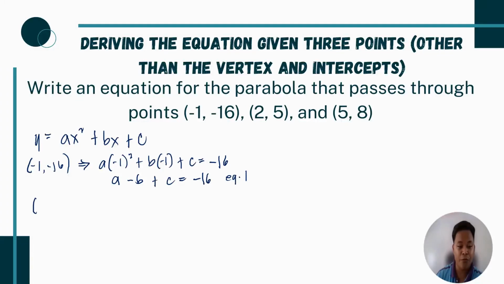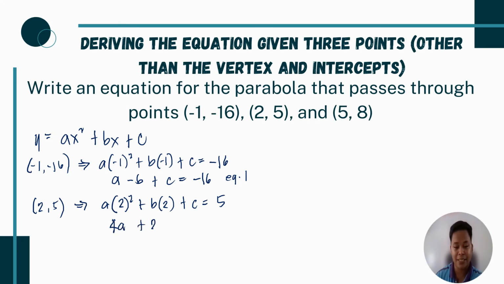Using the point (2, 5), we have a times the quantity 2 squared plus b times 2 plus c is equal to 5. Then simplifying, 2 squared is equal to 4. Then we have 4a plus 2b, since b times 2 is 2b, plus c is equal to 5. This is our equation 2.